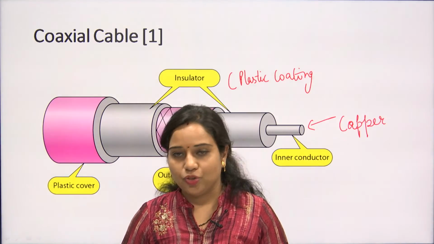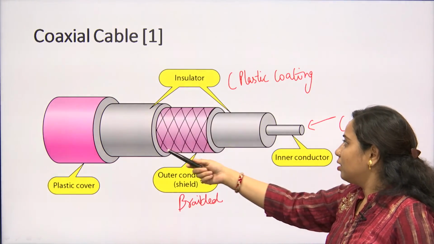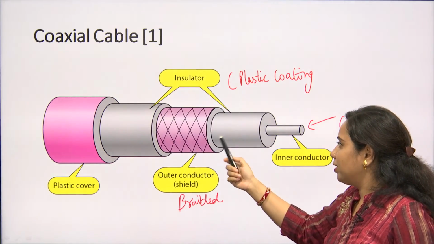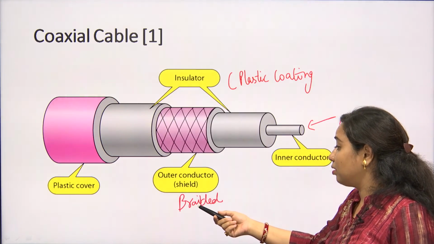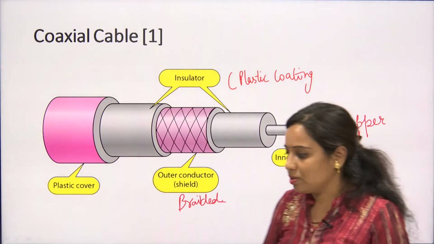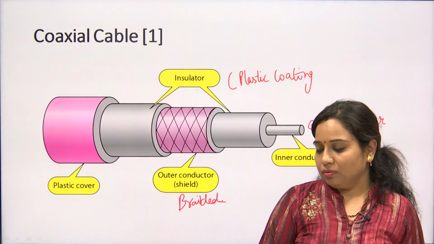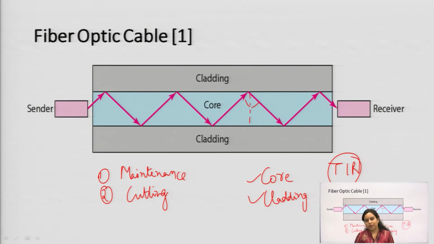This is the structure of the coaxial cable, where this is the plastic covering, then the insulator, two insulators are used, and this is the braided metal outer conductor, and this is the inner conductor. So, this is the constructional view of the coaxial cable. Then next comes the fiber optic cable, which is made up of the core and cladding, and this is based on total internal reflection.